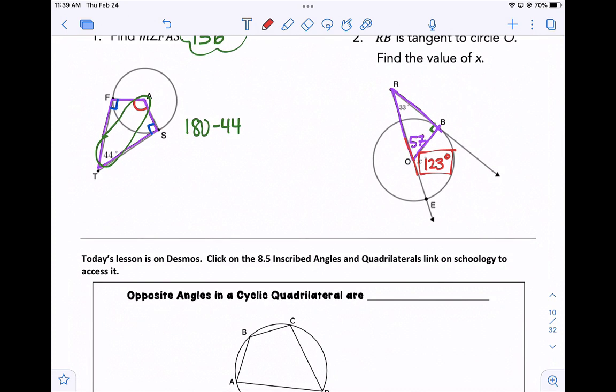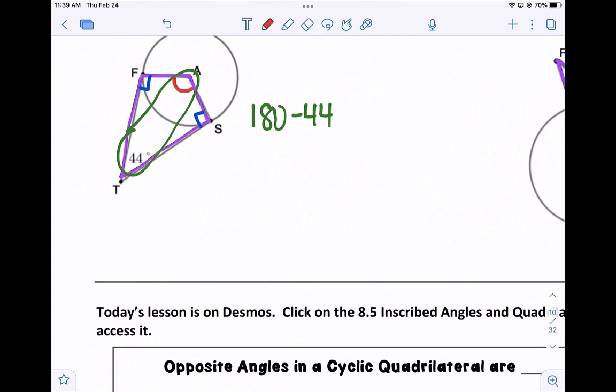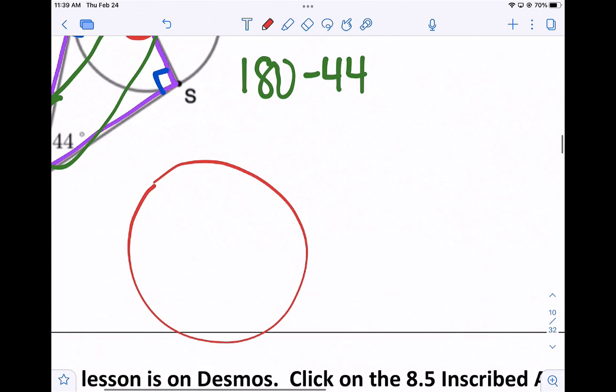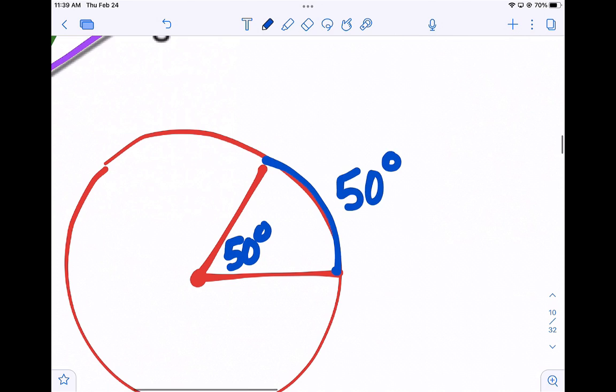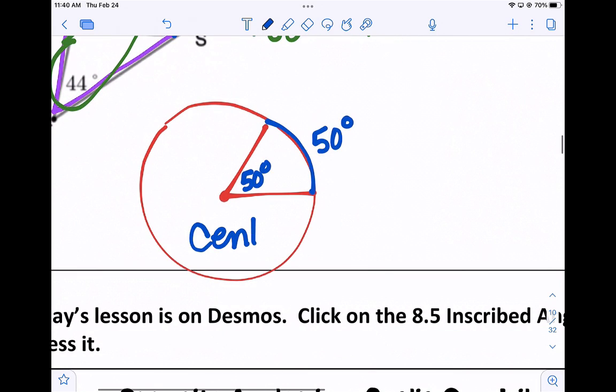In class, we'll do a quick look-at game. We'll review central angles. If you recall, a central angle has its vertex at the center. And the measure of the angle, so let's say this was 50 degrees, is the same as the measure of the intercepted arc. So there's your central angle, and here's your intercepted arc. Actually, I should put an arrow there.